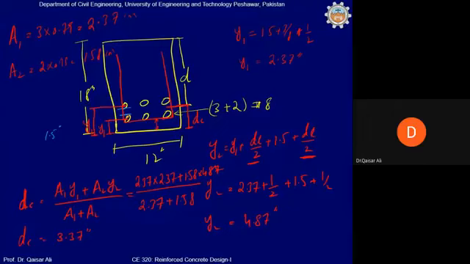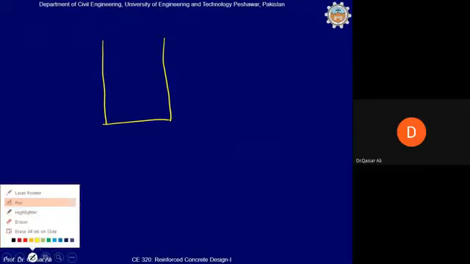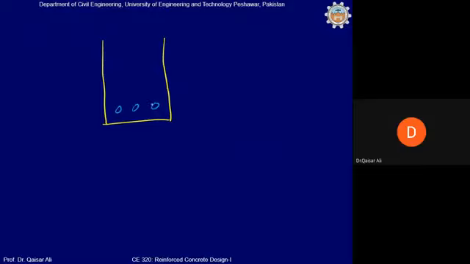Now if you provide one more bar, then you can very easily calculate this DC, because now the area provided in both layers is the same. So the centroid of these two layers you can calculate very easily. How will we calculate? Once again, 3 bars in the first layer, 3 bars in the second layer. So now for this you can calculate this DC very easily.